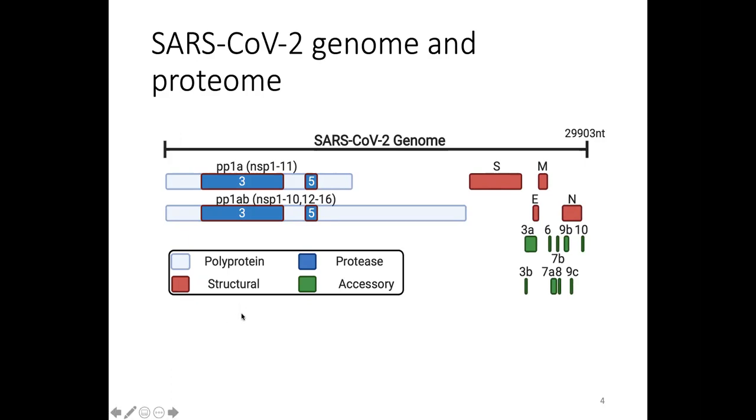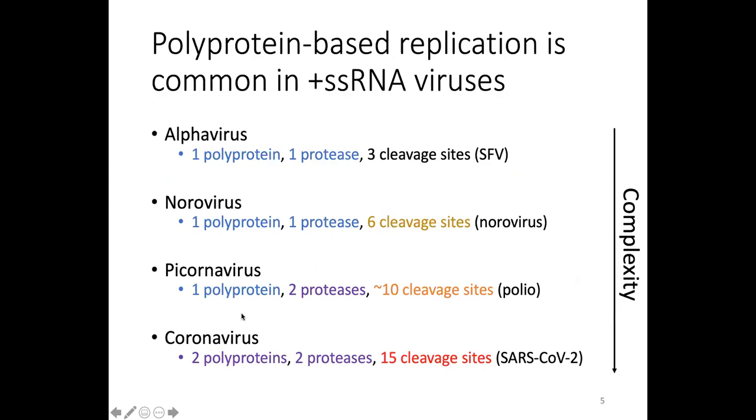And this is really a very common method used by diverse single-stranded positive sense RNA viruses. We see it in the alpha viruses, where there's one polyprotein, one protease, and only 3 cleavage sites. Noroviruses, where this gets a bit more complex, we have 6 cleavage sites. To the most complex end, where we can have multiple polyproteins, multiple proteases, and many, many cleavage sites. But in all these cases, these cleavage events and the function of the viral protease is absolutely crucial for efficient virus replication.